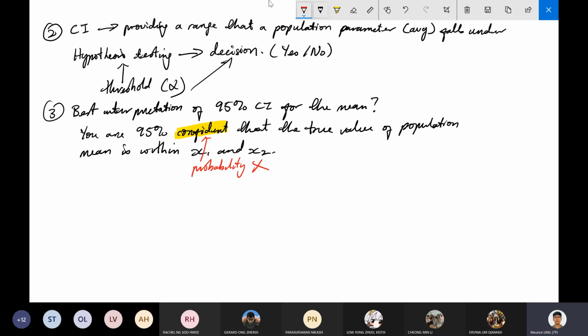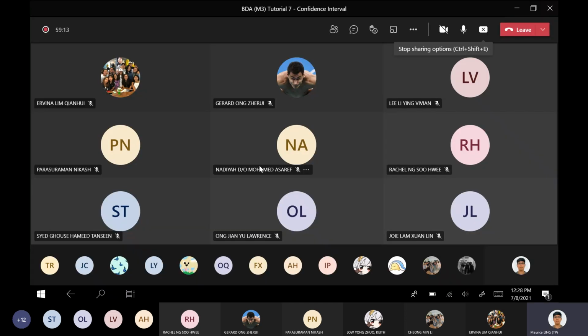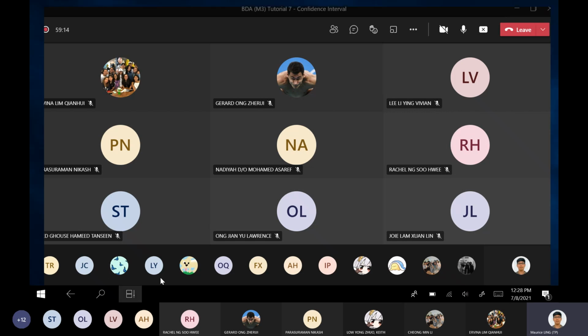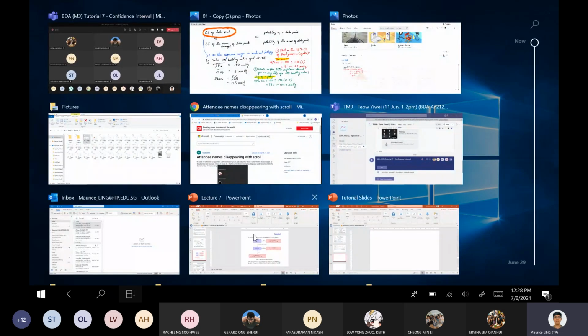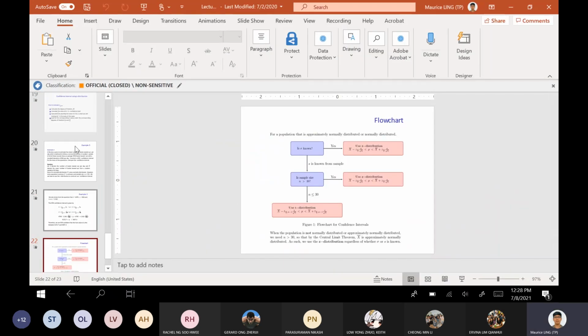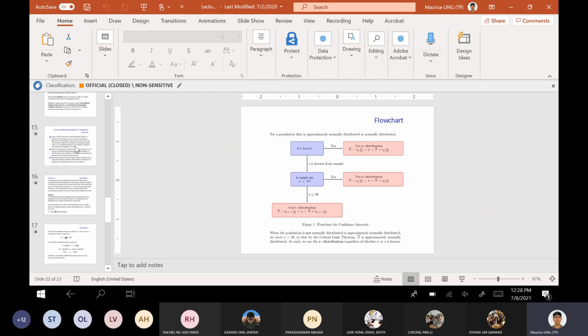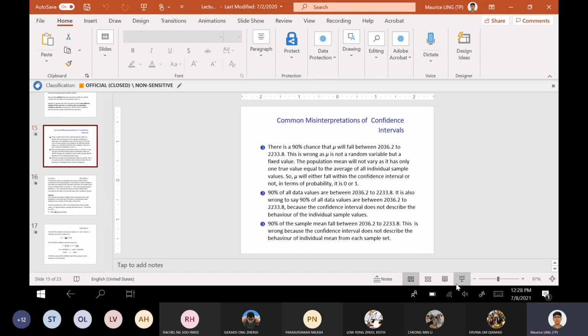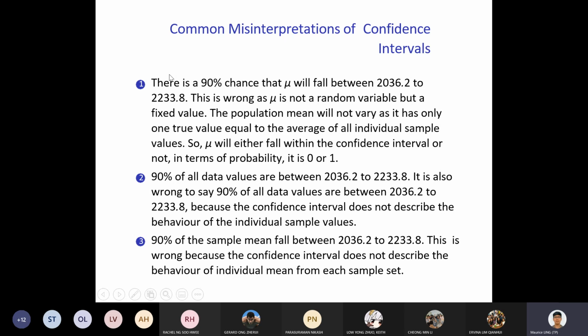Okay, where on earth are the notes here? So you have this misinterpretation. The first one, 90% chance means 90% probability. So that is wrong.